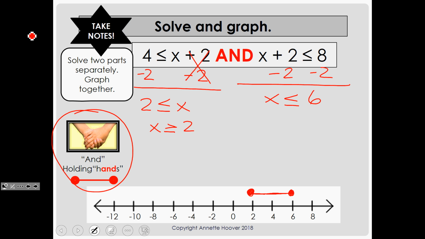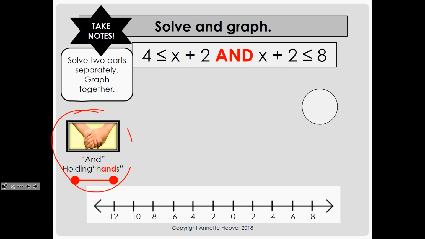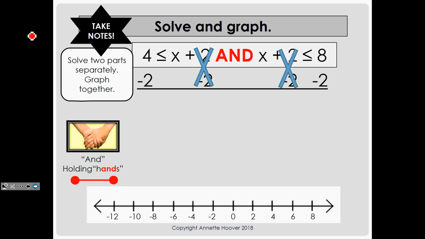And we can remember it this way. If it's an and statement, they are holding hands. It's like you have 2 people, and they're holding out their hands to one another, so the line goes between. Ands, they're holding hands. So the solution is going to be all of the points, all of the numbers between those 2 points.